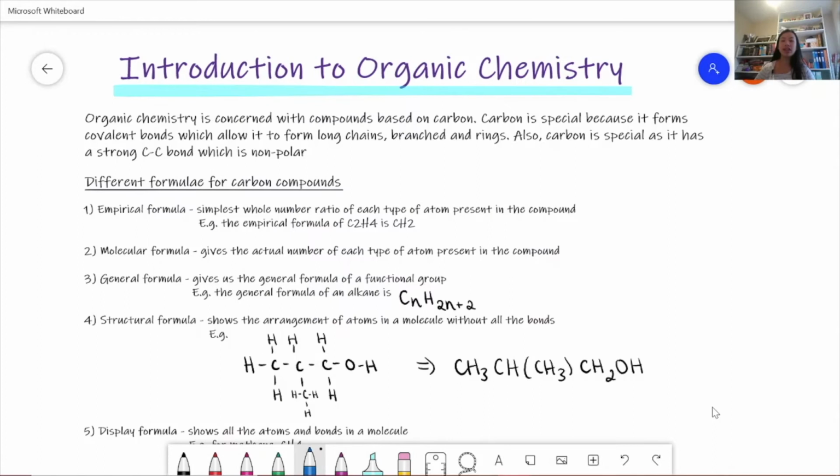So firstly, we're just going to look at an introduction to organic chemistry. Organic chemistry is concerned with compounds based on carbon. Carbon is special because it forms covalent bonds, which allow it to form very long chains, also branched chains and rings. Also, carbon has a strong carbon-carbon single bond, which is non-polar, because there's no electronegativity difference between the two carbon atoms. And so first we're going to run through all the different formulae we have for carbon compounds.